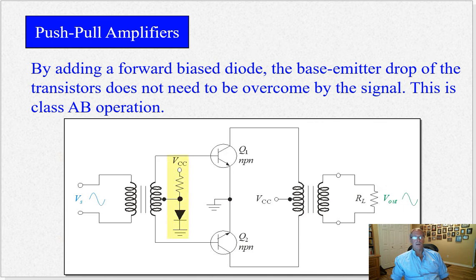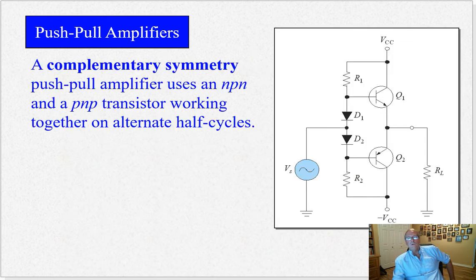You can do it, yeah, they're both NPN types on this circuit. You can do a circuit that uses complementary symmetry, uses an NPN and a PNP. It's still a push-pull Class AB operation, but the circuit looks like this.